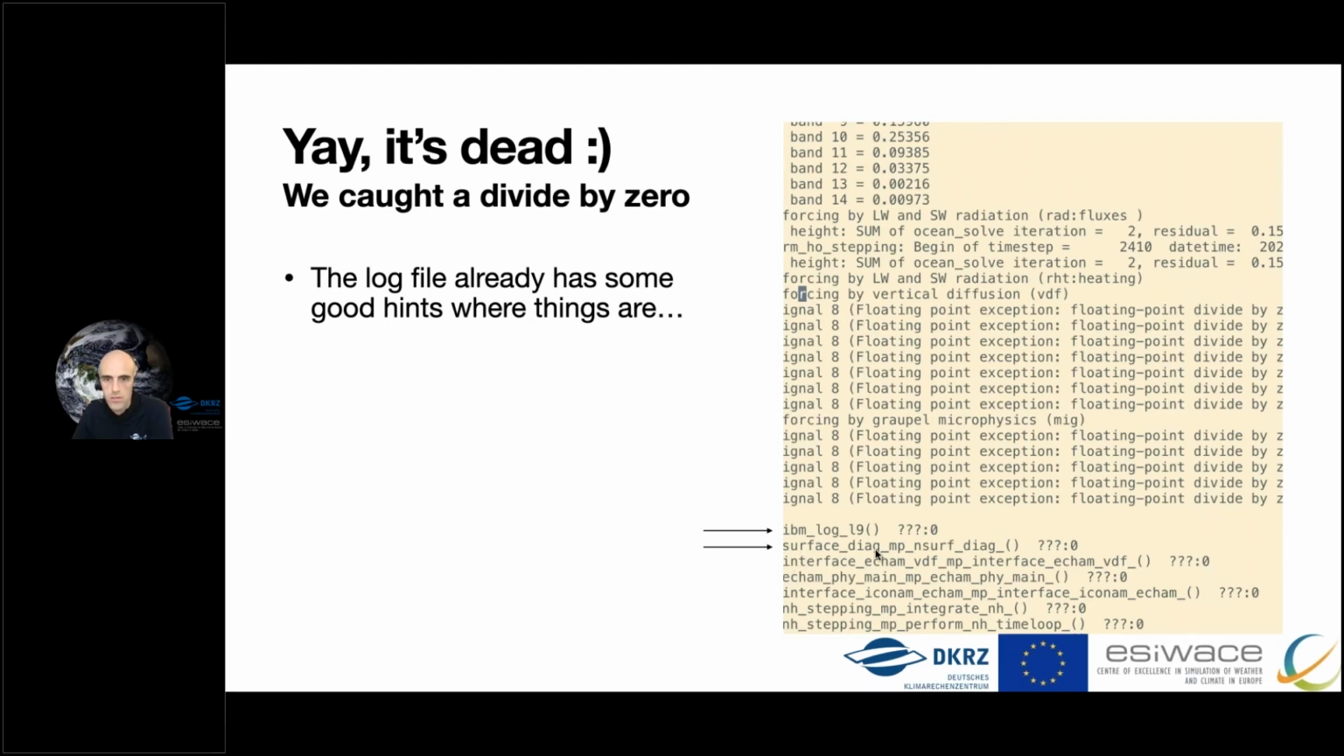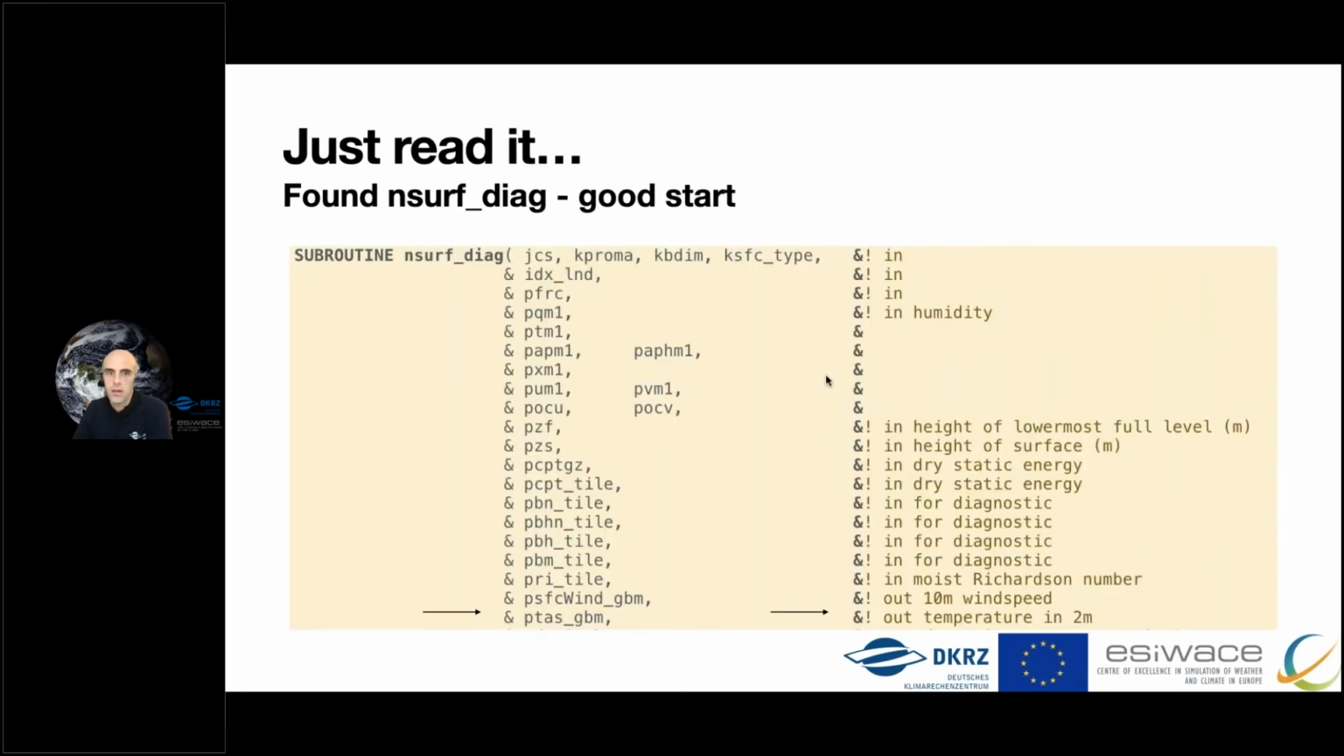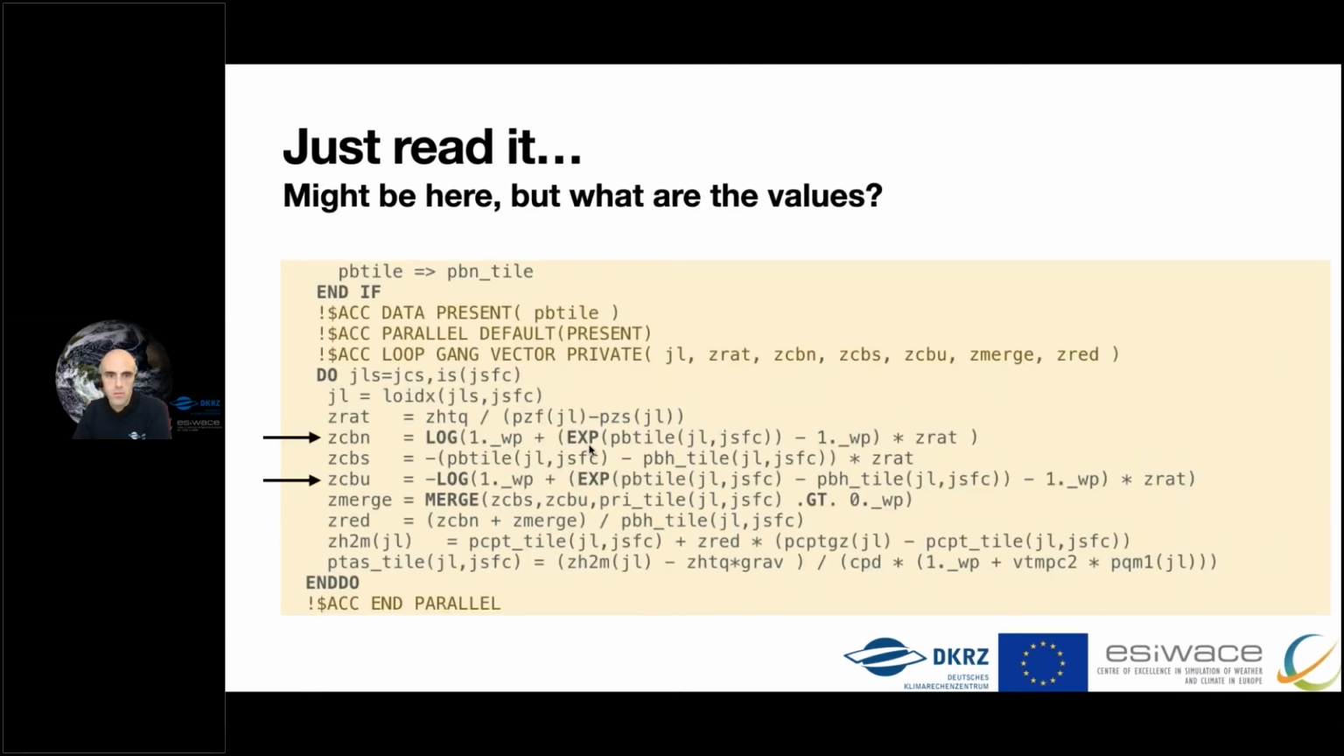There's a file, surface diagnostics, and a function nsurfdiag, and in that function a logarithm is called. And in that logarithm there's a floating point divide by 0. So we have a rough idea where we could look. And if we look into nsurfdiag, we're happy to see there is a 10-meter wind speed in there, so we're not totally in the wrong place. And there's also some logarithms. But at least to me, who hasn't been doing atmosphere modeling for the last, I don't know how many years, these names are not totally self-explanatory.